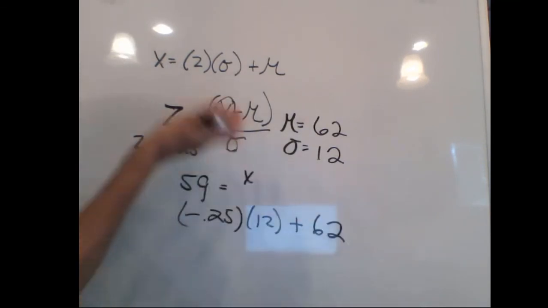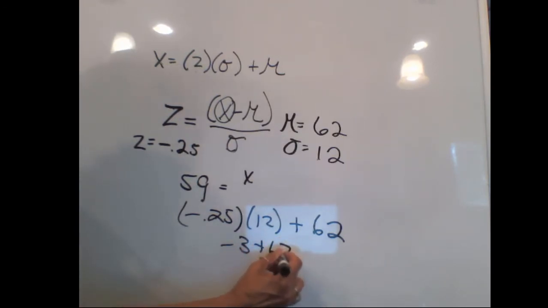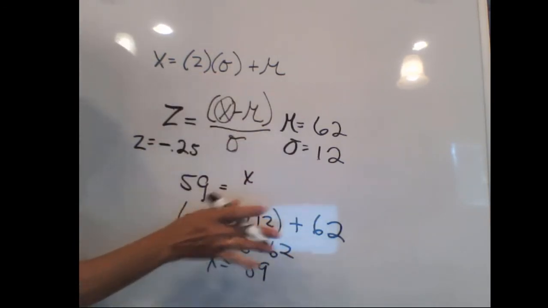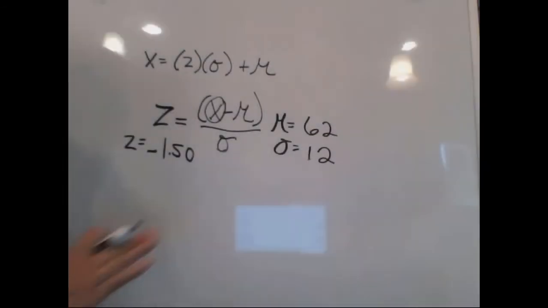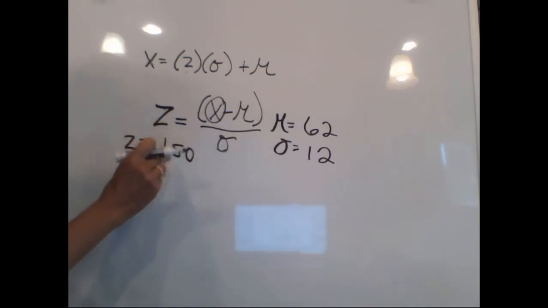So I just do what I just did up here. Negative 0.25 times 12 is negative 3, plus 62 gives us an x of 59. So you can use algebra or you can use the pre-made formula. Let's try another one. For this one, we have a z-score of negative 1.50. We want to figure out what is the actual raw score associated with that z-score.